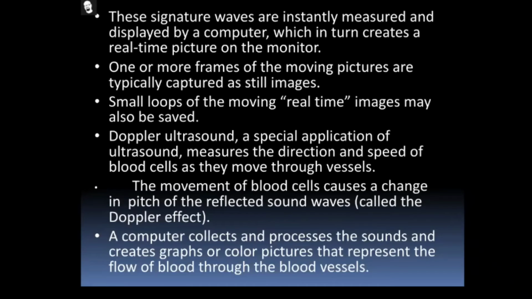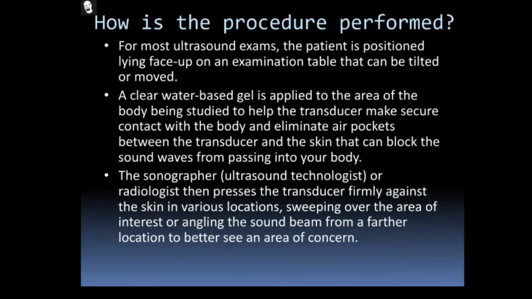According to the movement of the blood cells, the transmitted sound waves are reflected back and received by the transducer. Through that time duration, we can measure how fast the blood cells are moving. Then the computer collects and processes the sounds and creates a graph or color picture that represents the flow of blood through the blood vessels. Colored Doppler is also there. We can see color variations and predict where it is normal and where it is abnormal. That is Doppler ultrasound.